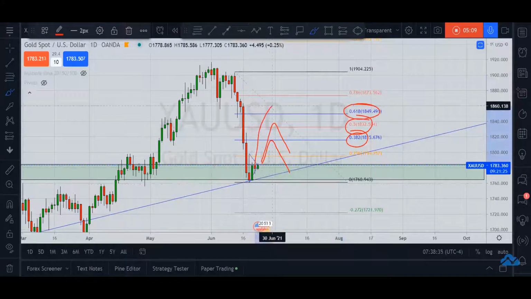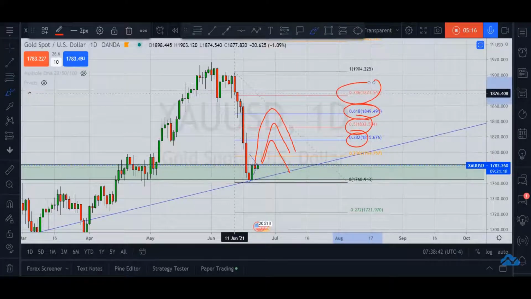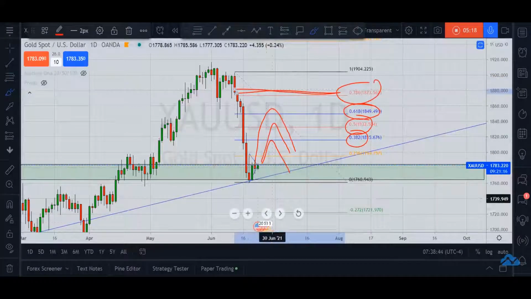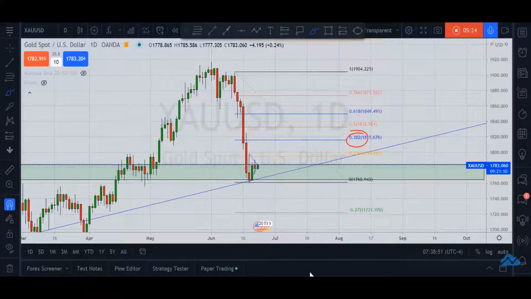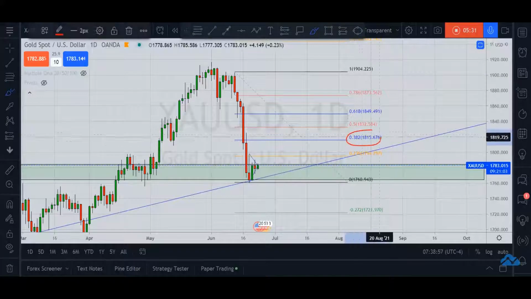That's the golden ratio, the most frequented. And the 786 is the last line on the Fibonacci retracement in which we expect price to reverse. Also, when it comes to Fibonacci retracements, you want to make sure they align with structure.